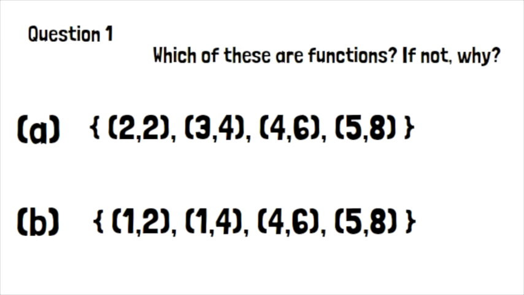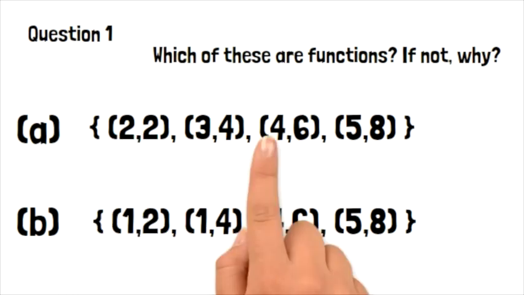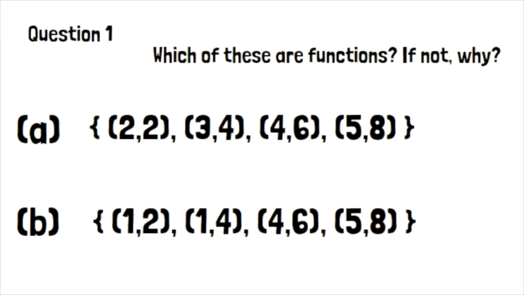There are no repetitions in the elements of the domain in the pairs. Thus, every element is mapped to a unique element in the codomain. This is a valid function.